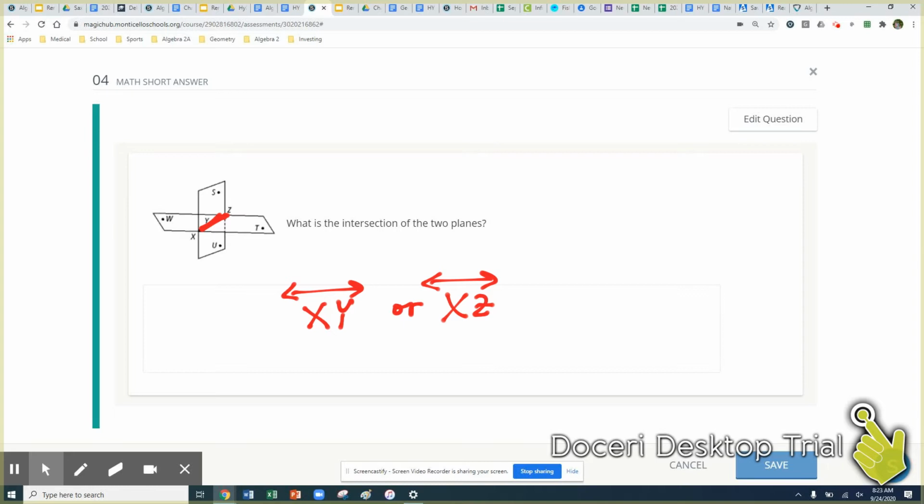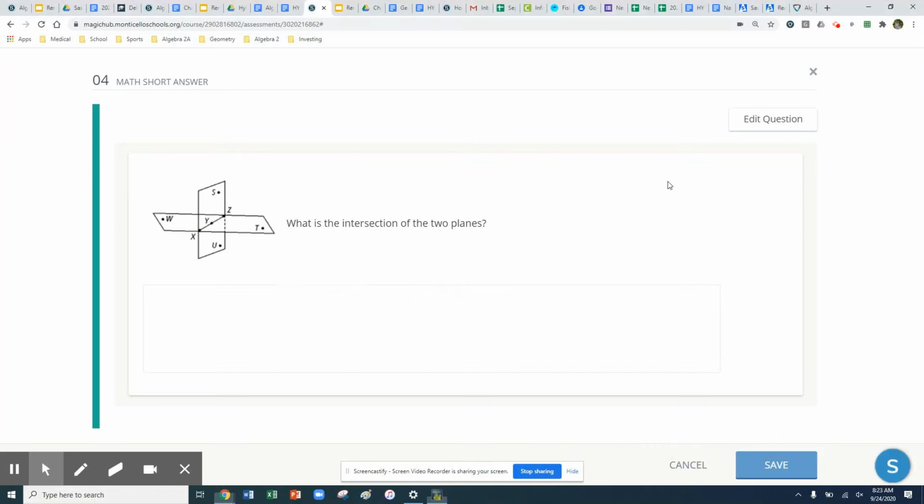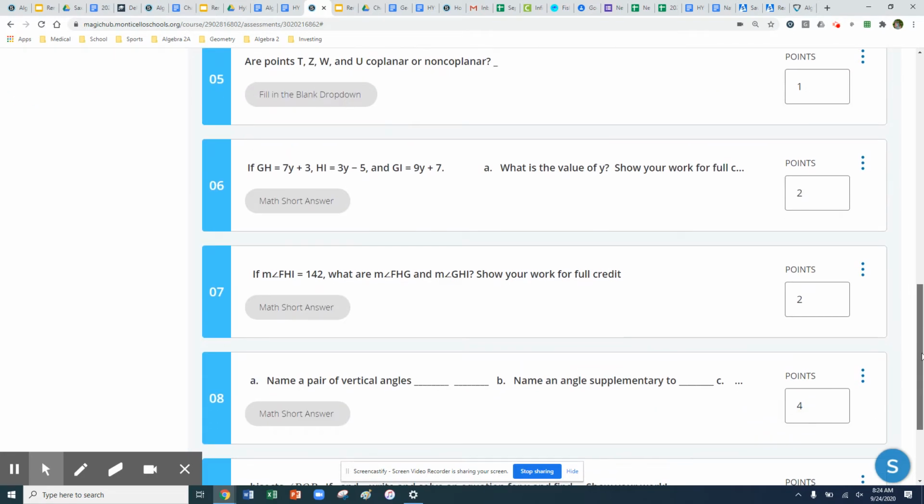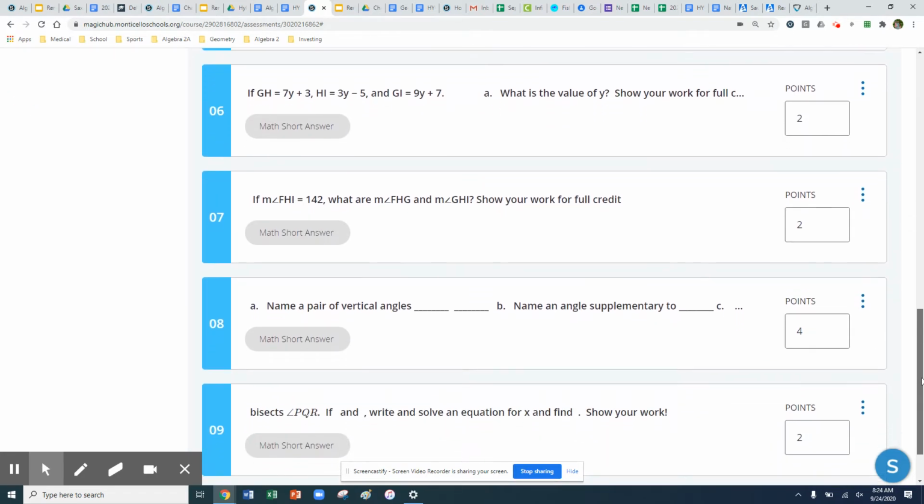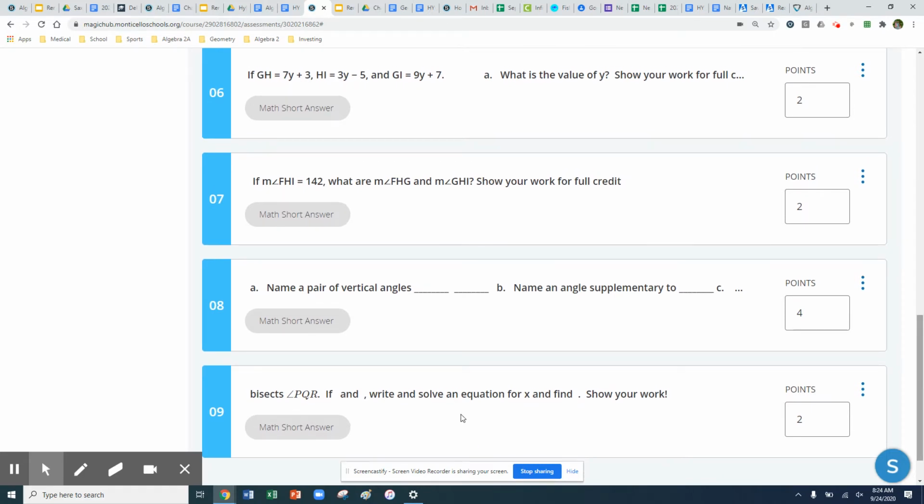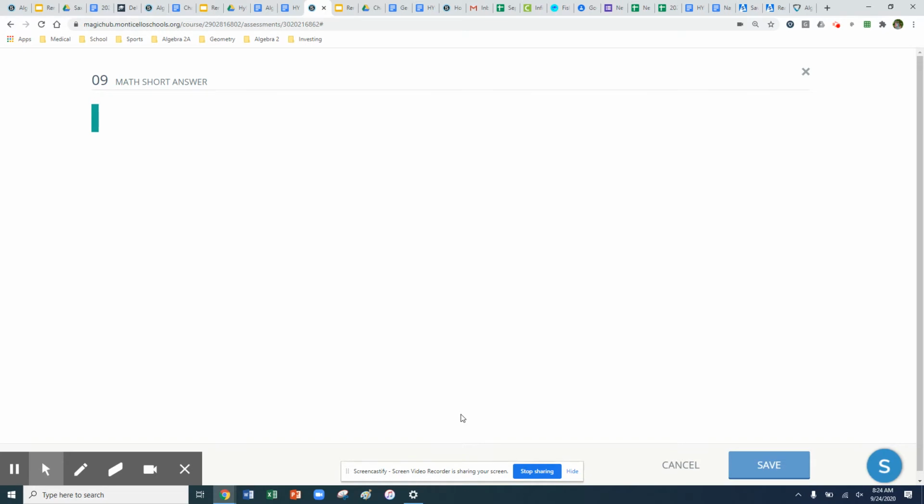All right? And lastly was the bisect. So let's take a look at bisect. See if I can find that one. Right here. Try that one.